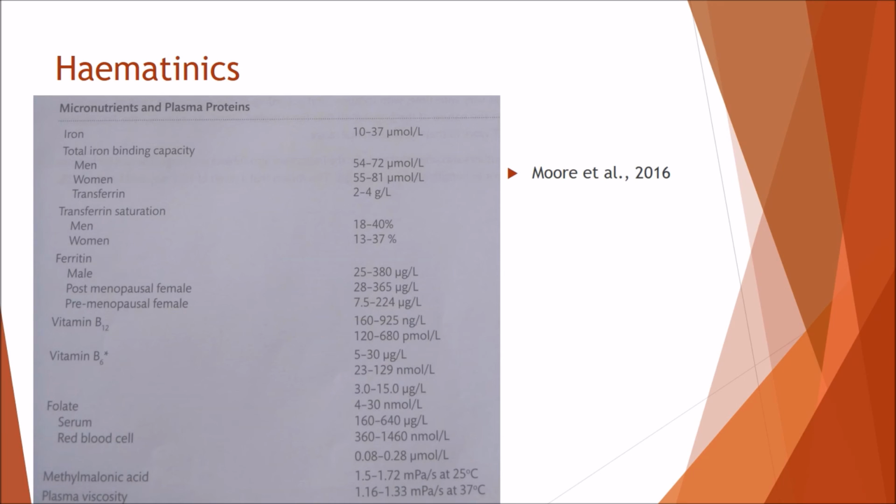Some of these figures will depend on the labs you're working in, and some resources will give you different references. But for the sake of these, this is from Moore et al. 2016, Essential Haematology. Again, the references can be different depending on if you're male or female, so there are many different factors to take into consideration. And what it doesn't show on this is how age can relate to it. Obviously if you're younger, you might have different variations in comparison to someone who's older.